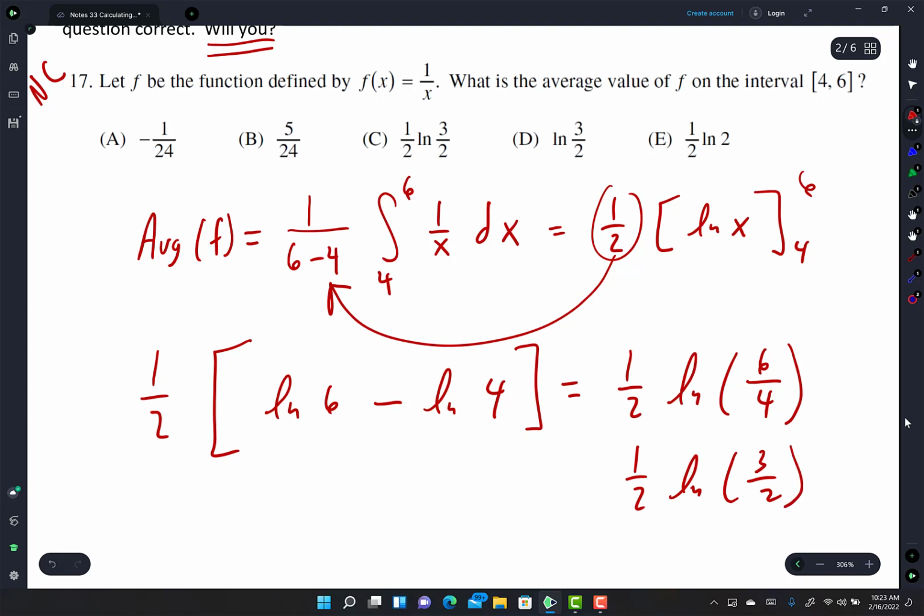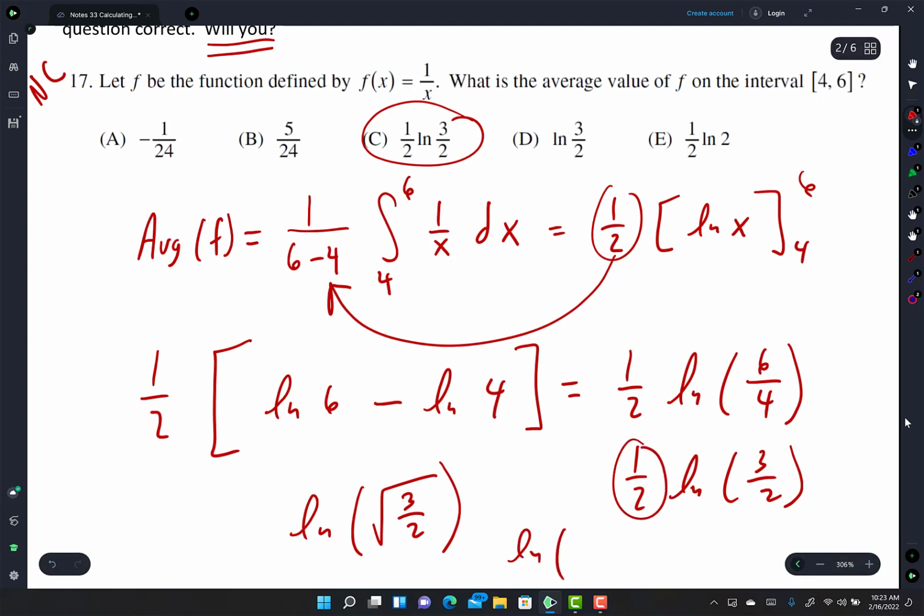Now they have that answer in there. The answer is C. But if they didn't have C, is there another way they could have written it? Yes, they could have written it as ln square root of 3 over 2. Because that half means ln 3/2 to the power half. Are we cool? So make sure you know about your properties, guys. Because as you can see, calculus is easy. It's the algebra that makes it hard.